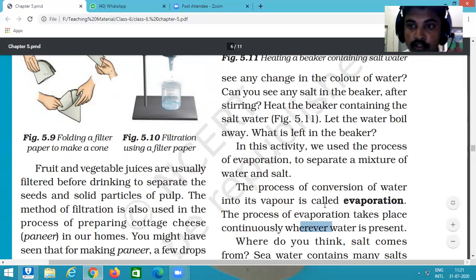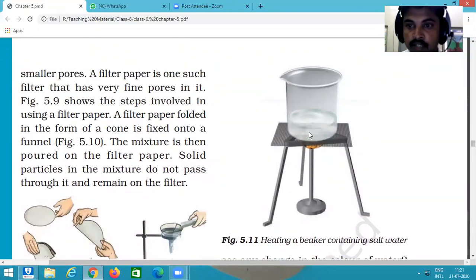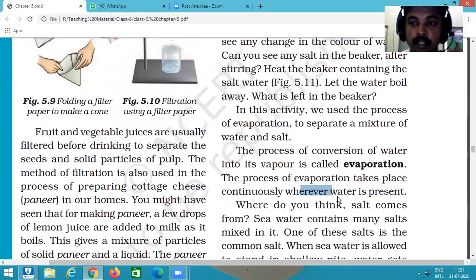After the complete water has boiled away, what remains behind in the beaker? Only salt. So with this process we separate salt from the water, or from the solution. Okay, so what do you think? The salt which we eat, common salt or table salt, which we use in our daily life, where does it come from? It comes from the sea water.